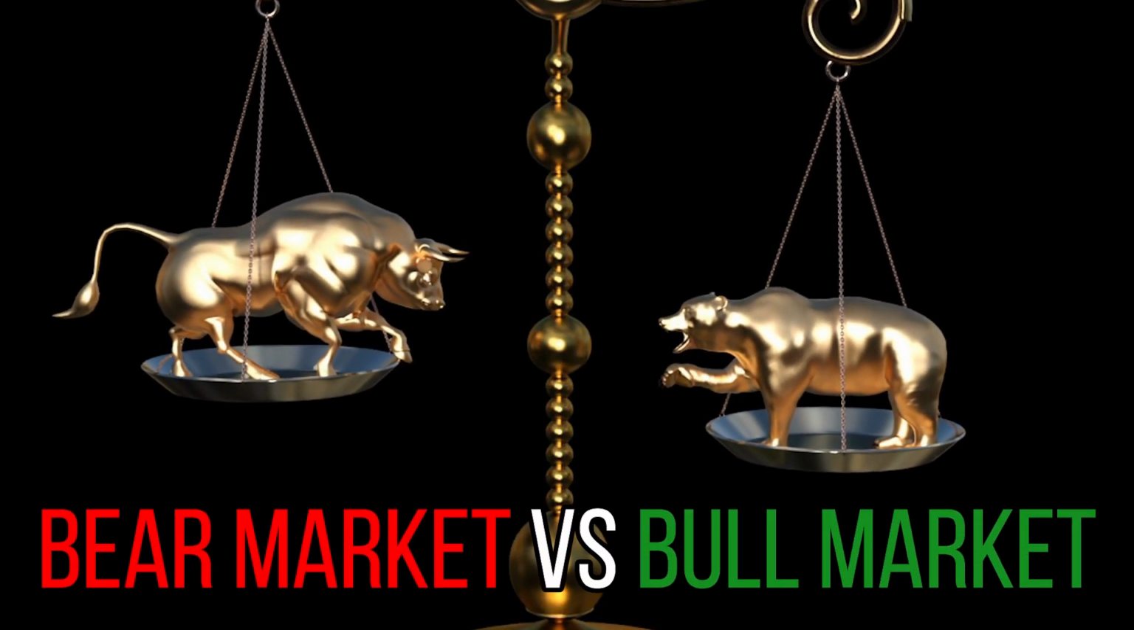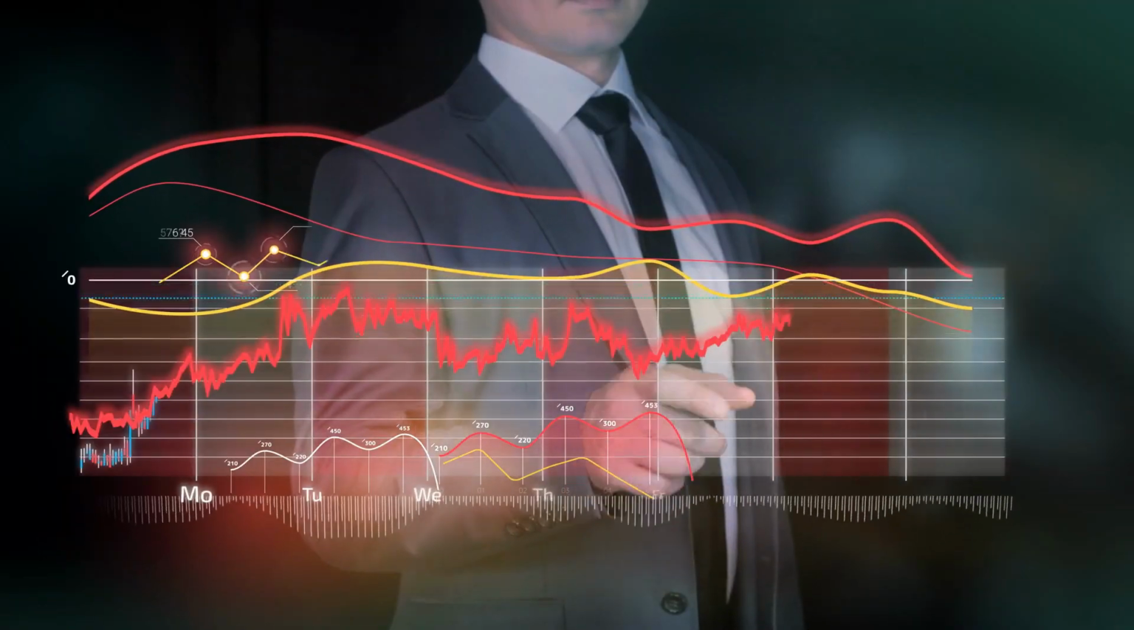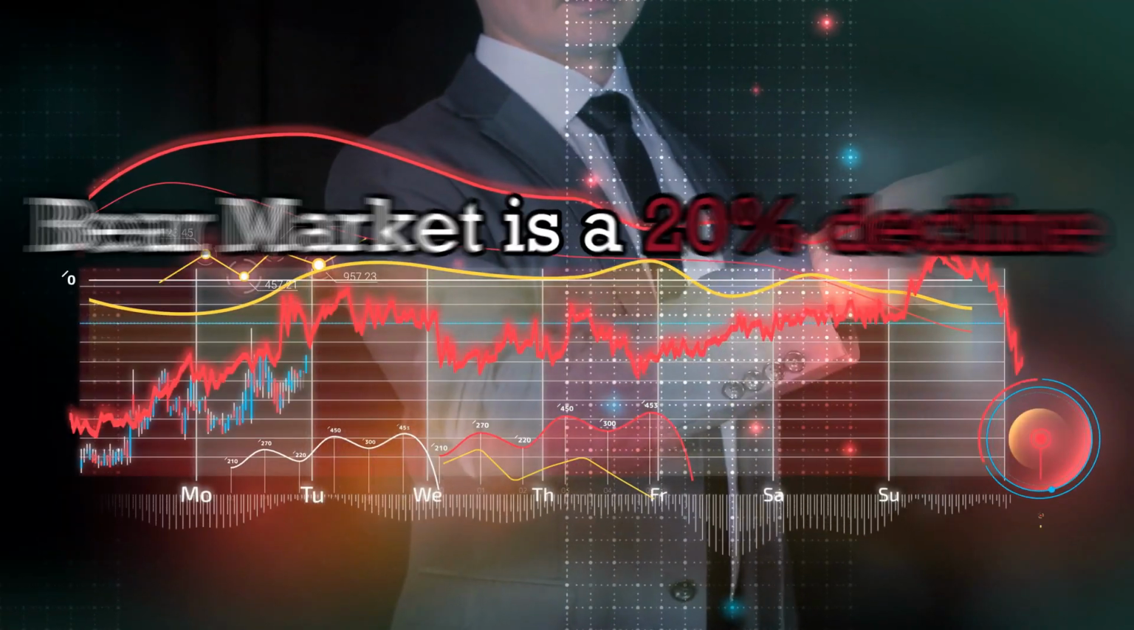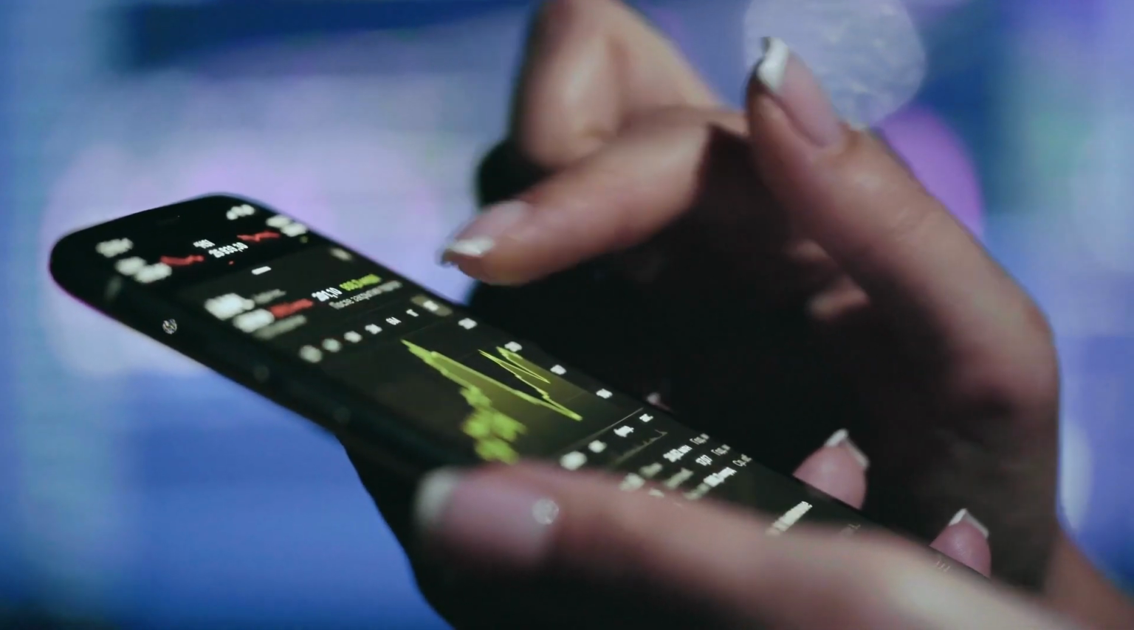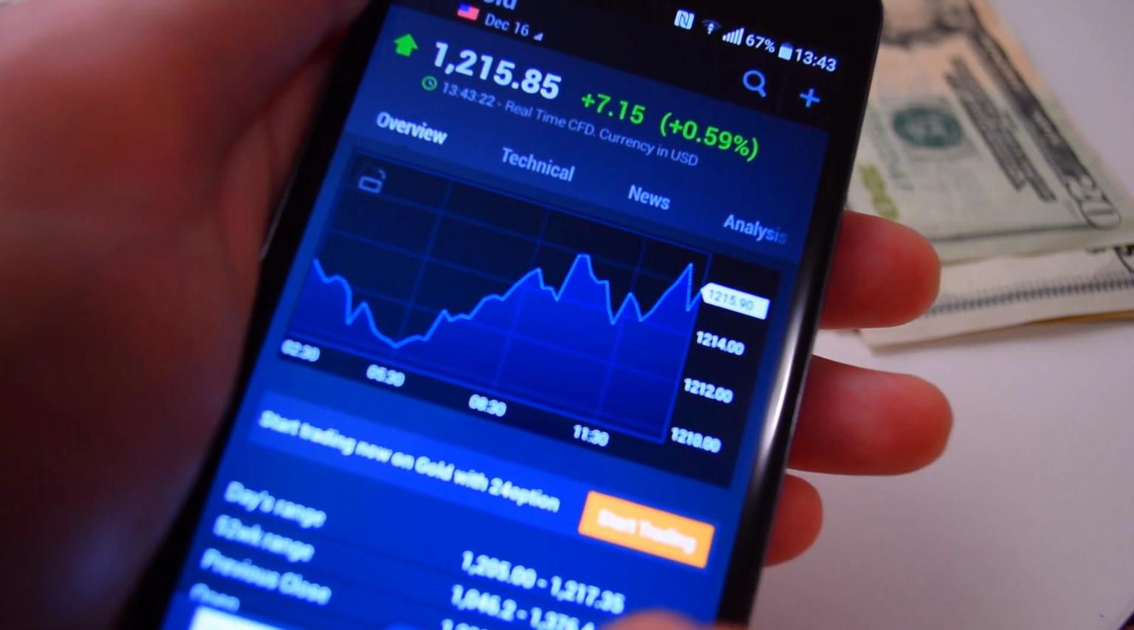Bear market versus bull market. Though we've already discussed a little bit about the bear market, we need to take a look at this other thing called a bull market and recognize what makes the two different. We already know a bear market is a 20% decline. A bull market in general is the opposite of a bear market. A bull market is when the market recovers from the lows reached during a bear market.